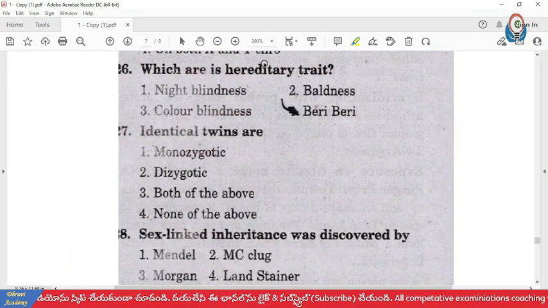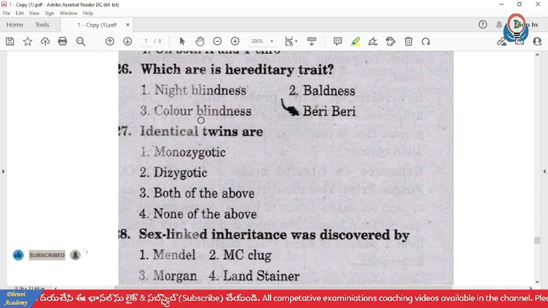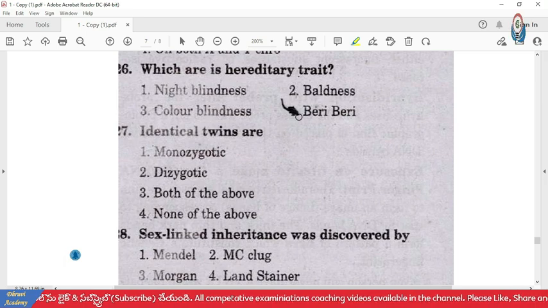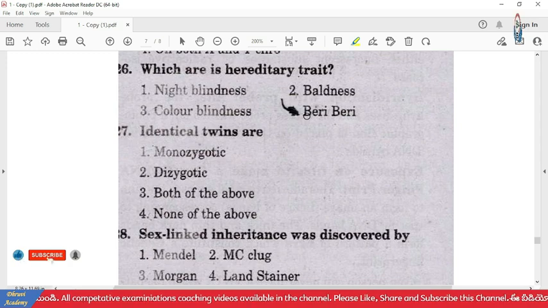Which one is a hereditary trait? Is it night blindness, second one baldness, third one color blindness, or the fourth one beriberi? Which is the correct answer? The answer for the hereditary trait is color blindness.